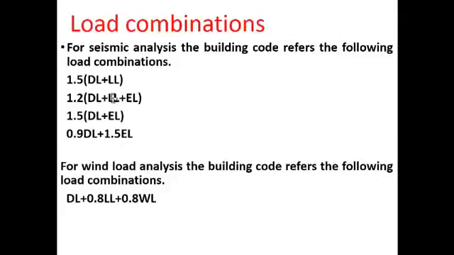Load combinations. For seismic analysis, the building code refers the following load combinations: 1.5 (dead load + live load), 1.5 (dead load + earthquake load). For wind load analysis, the building code refers the following load combinations: dead load + 0.8 live load + 0.8 wind load.